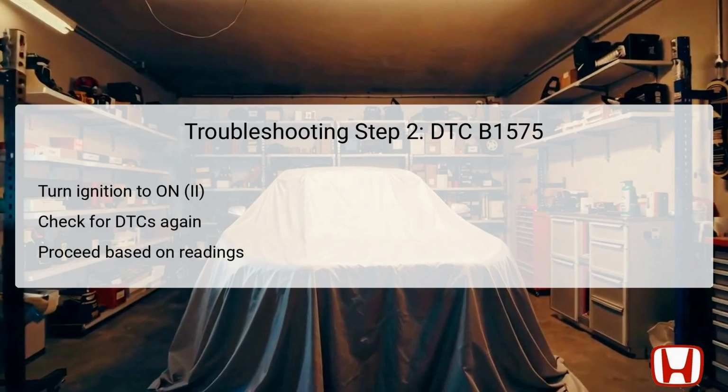If DTC B1575 is indicated again, it underscores a persistent malfunction. Contrarily, if it is not present, it may suggest an intermittent failure within the system or a temporary glitch, which would require checking for loose connections between the driver's under-dash fuse relay box and the automatic lighting sensor. Ensuring accuracy during this stage is crucial for any subsequent troubleshooting steps.